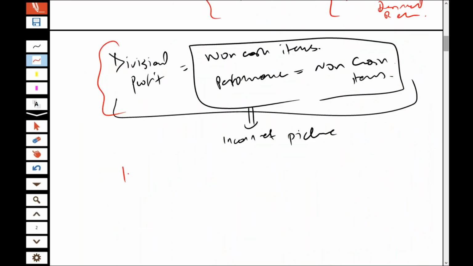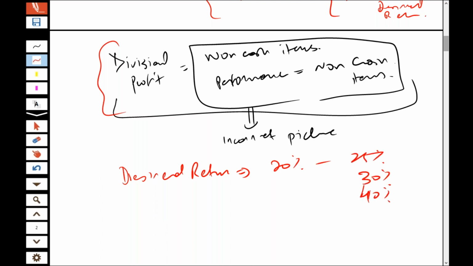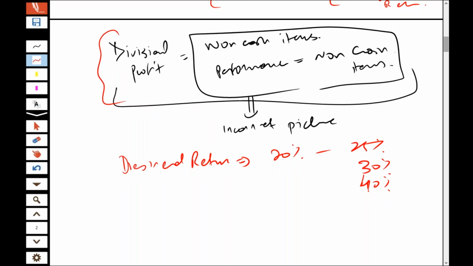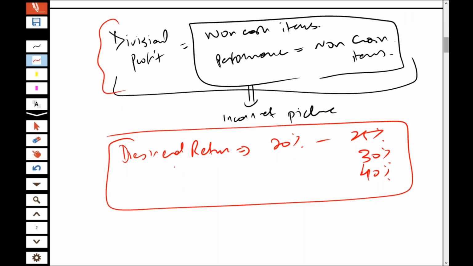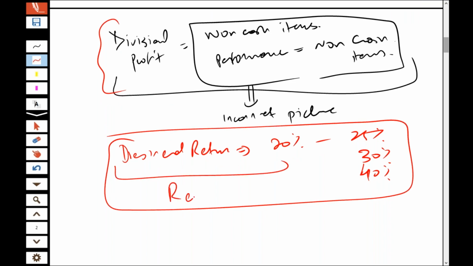Now, the desired return of the management could be anything. It could be 20%, 25%, 30%, 40%. That's what the desired return of the management is going to be. But it's not necessary that the desired return of the management is a realistic return.